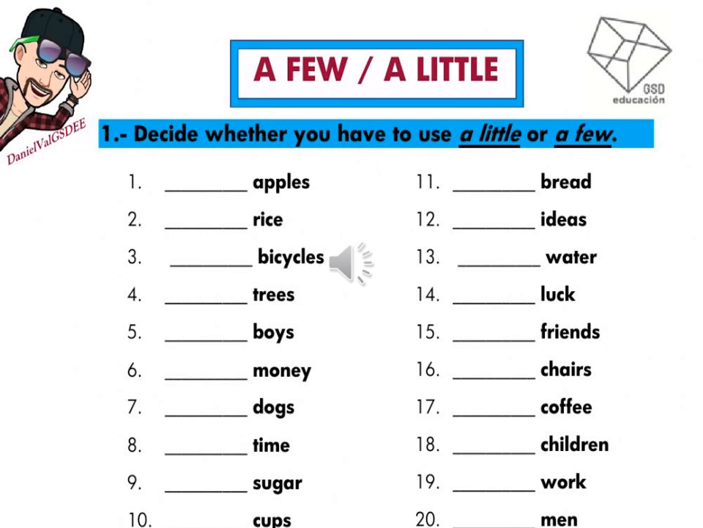What about number 2? Rice. A little or a few? Correct. A few. A few rice. All together. Wow. What about number 3? What is the word for number 3? Yes, that is bicycles. A little or a few?